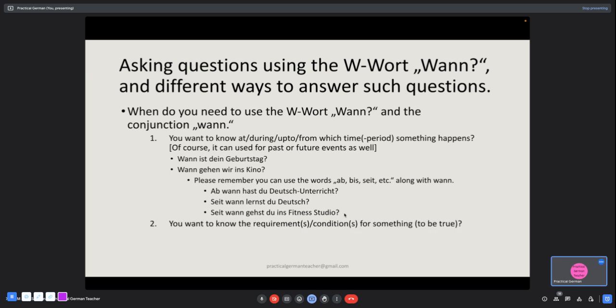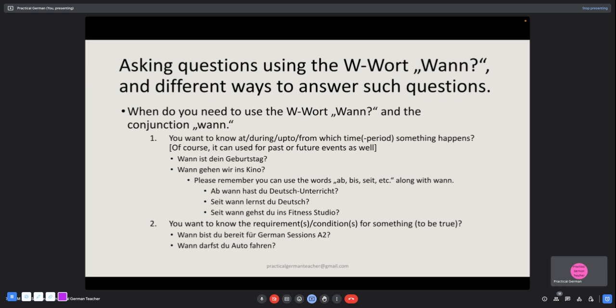Okay. Now let's look at the second one. You want to know the requirement for something. For example, if you have a kid, your kid will say "Wann gehen wir ins Kino?" You can answer this by stating a requirement: after you finish your homework. Now you're giving a requirement. So, for example, wann bist du bereit für German sessions A2? What am I saying? When are you ready for German sessions A2?